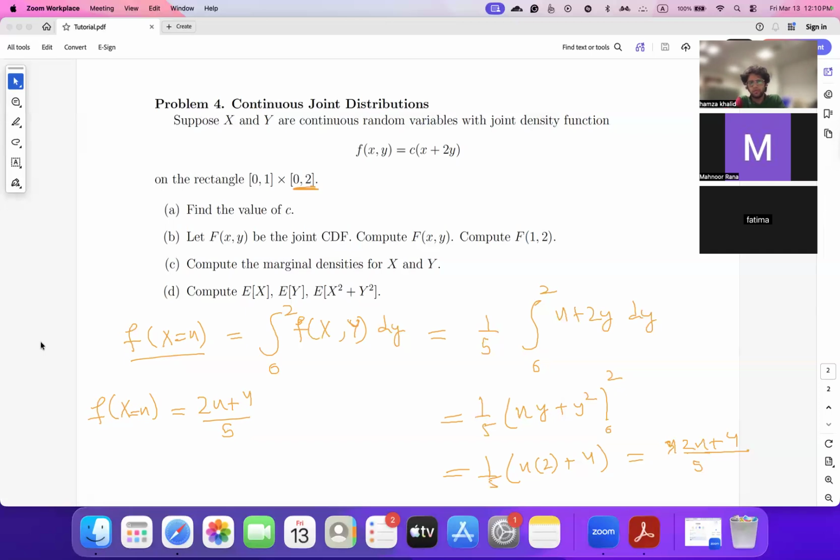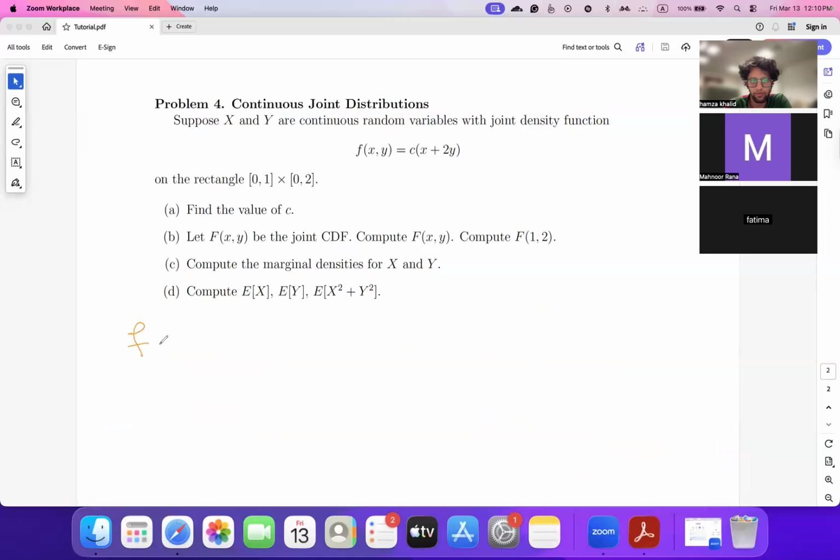The other one would just be integrating over x. So that would be f of y equals y, right? What would this be equal to? The joint thing, 1 by 5, 0 to 1, and then x plus 2y integrating with respect to x, right? So you're accumulating all the probabilities of x to get the independent probability distribution of y, right? Do you understand this?